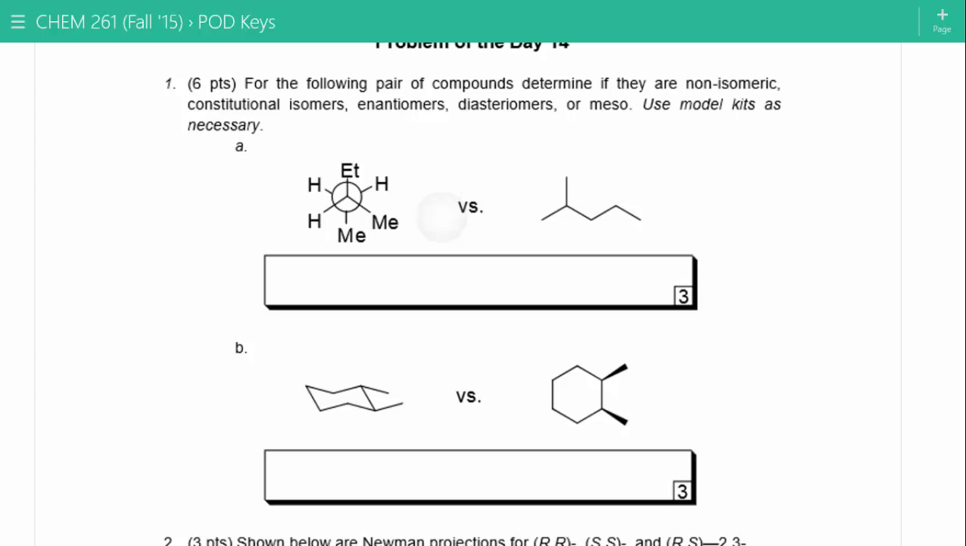So what I'm going to do is redraw that Newman projection using the bond line formula. So if you think about this, right, imagine that we're looking down this bond through here. You can see the front carbon has an ethyl group and methyl group coming off of it. The back carbon just has a methyl group coming off. You guys see that?